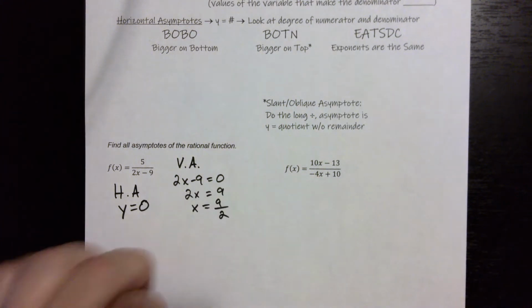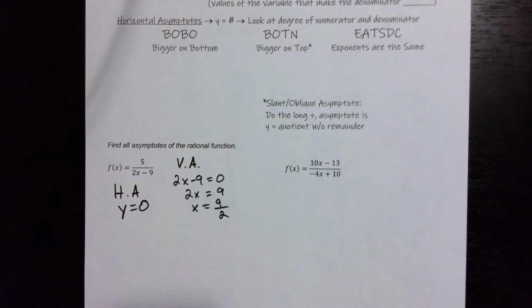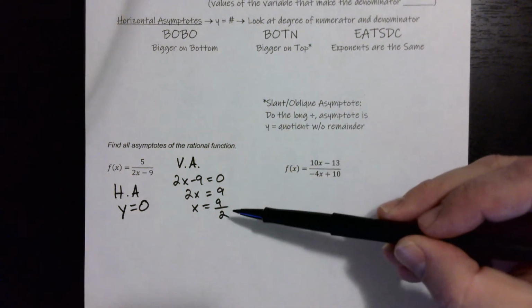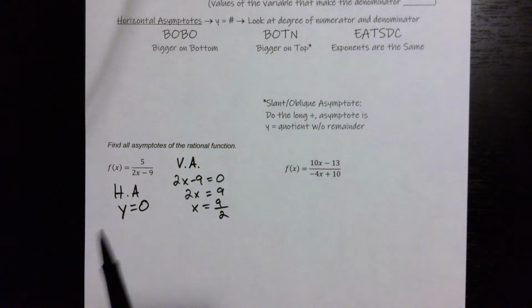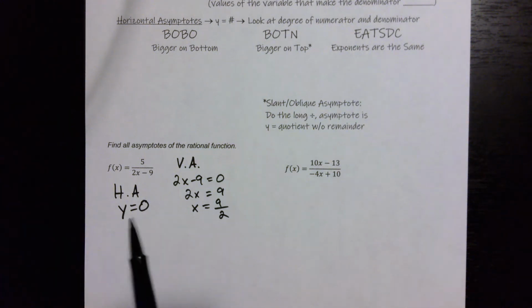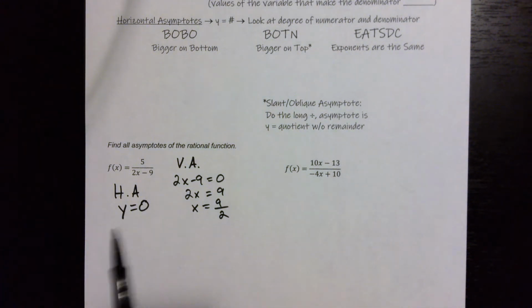A horizontal asymptote you can cross, unlike a vertical asymptote. A vertical asymptote you absolutely can't cross because you'd be dividing by 0 if you did. But a horizontal asymptote is more of a guideline. As you go out to infinity and negative infinity, your graph is going to get closer and closer to y equals 0, which is the x-axis. This does not have a slant asymptote because if it has a horizontal asymptote, it doesn't have a slant asymptote. If we don't have a horizontal asymptote, then we do have a slant asymptote.